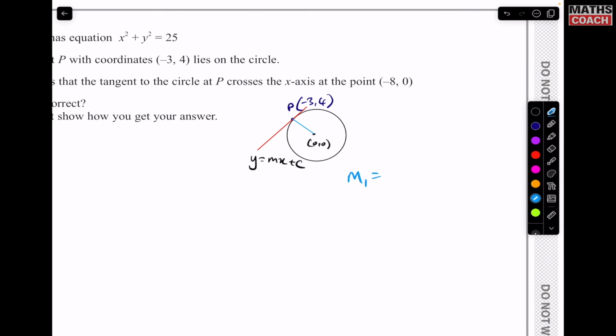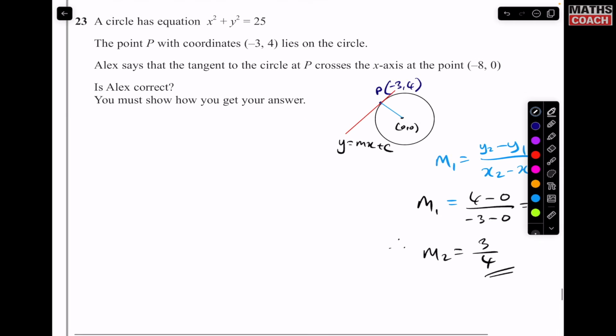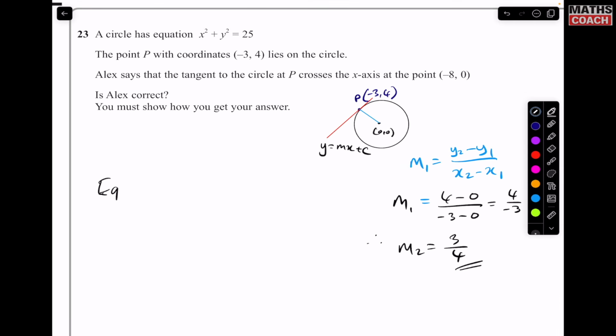So we're going to call it m1. So m1 would be y2 minus y1 divided by x2 minus x1. Okay, so that would give us, let's do 4 minus 0 over minus 3 minus 0, which is 4 over minus 3. So therefore, the gradient m2 of the tangent would be the negative reciprocal, which would be a positive 3 over 4. So now, the equation of the tangent so far would be y is equal to 3 over 4x plus c.